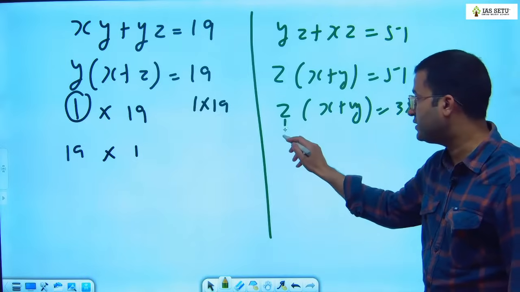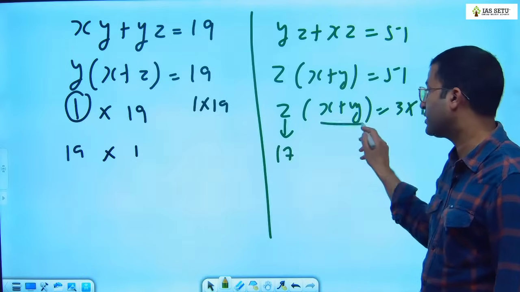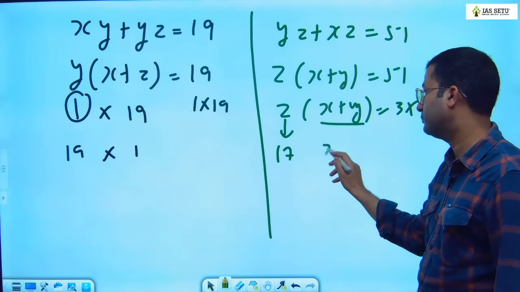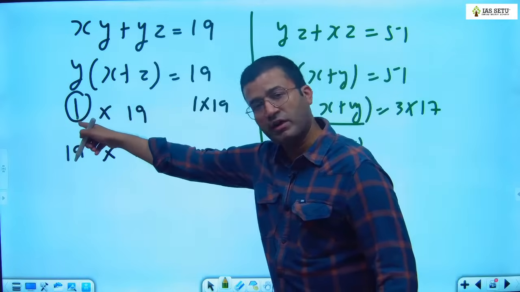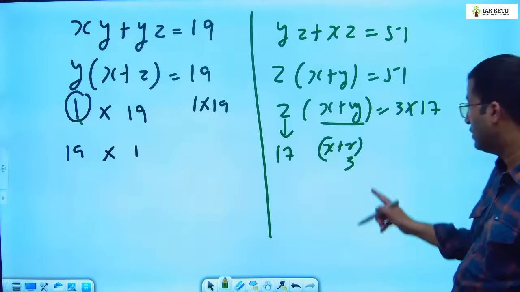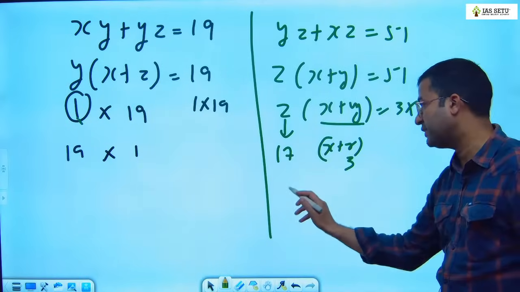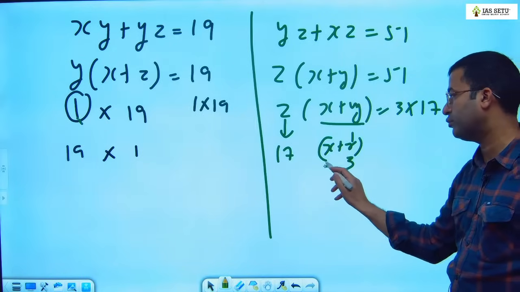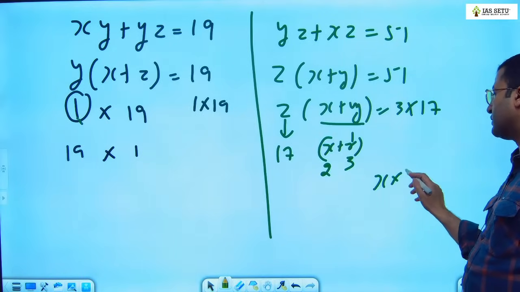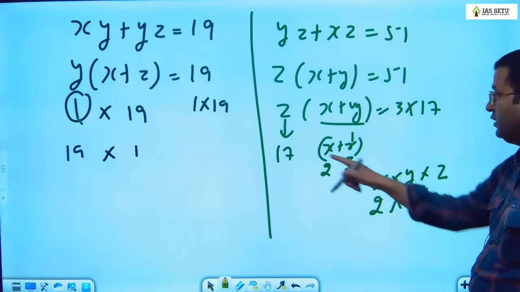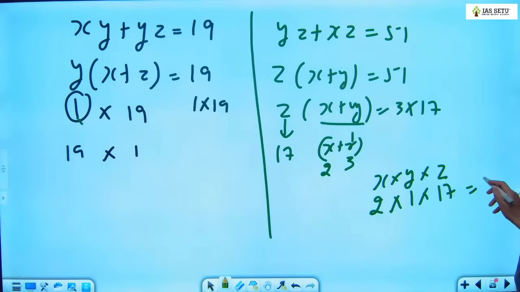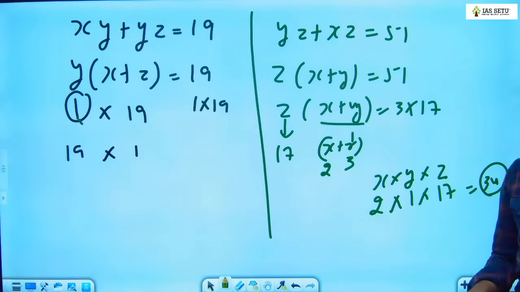So you take z as 17, x plus y is 3. For the value of y take 1, 19 we can't take. Value of y you take 1, z is 17, y is 1, then x will be 2. What is x into y into z? x is 2, y is 1, z is 17, 34, and that is the minimum possible value of x into y into z.